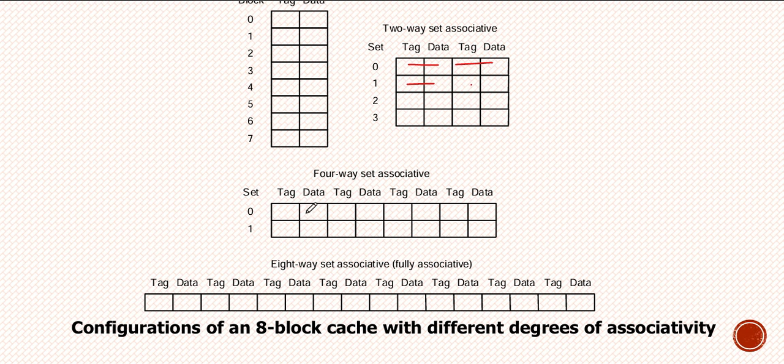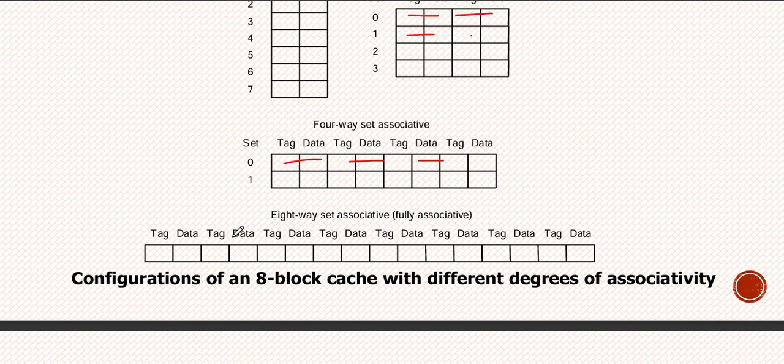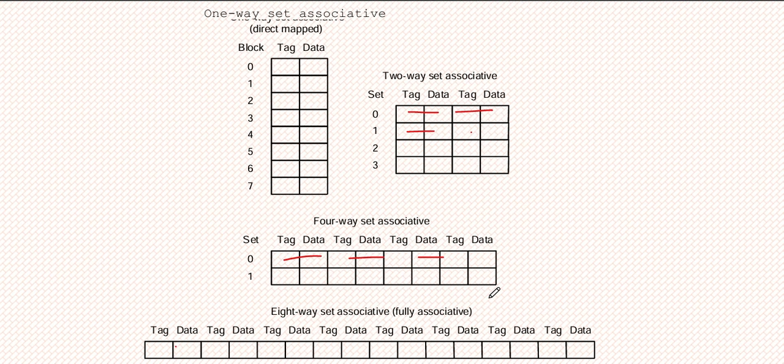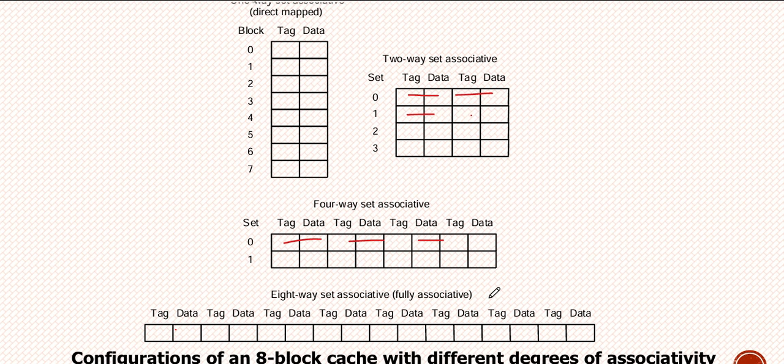Now, if you do it 4-way, you have only 2 sets, because 8 divided by 4 is just 2. So it means that each set will only be able to store 4 elements. The upper set and the lower set, each one is able to store 4 elements. Now, if it's fully associative, then everywhere is usable. So you can store anywhere, you store 8 elements. Fully associative is like you have only one set. So fully associative is an 8-way, right? You can store anywhere.